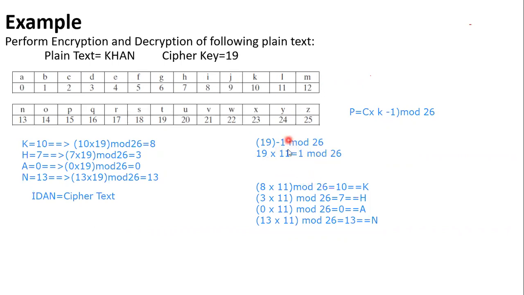So now the end of the question relies on this number. Now we just have to multiply 11 with all the characters in the ciphertext, that is IDAN. We can see in the key matrix that I is 8, D is 3, A is 0, and N is equal to 13. I have just multiplied it with the number 11, and then taken the mod 26, and we can see here that it is Khan, which was actually the plain text in this question.